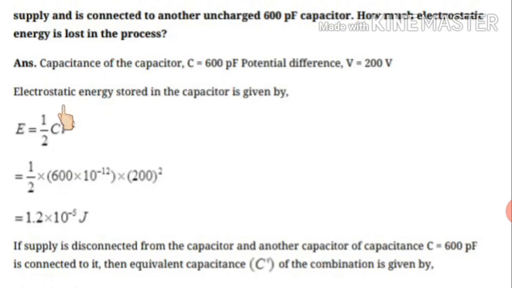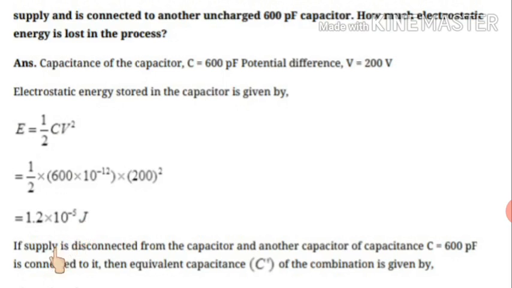So now we can calculate what electrostatic energy is stored in the capacitor. We know the formula, half CV square. Now C is given to us, that is 600 picofarad, and V is given to us, that is 200 volt. So simply we have to substitute these values in this formula. So after solving it, finally the value will be 1.2 into 10 to the power minus 5 joule. So this is the energy of the capacitor.